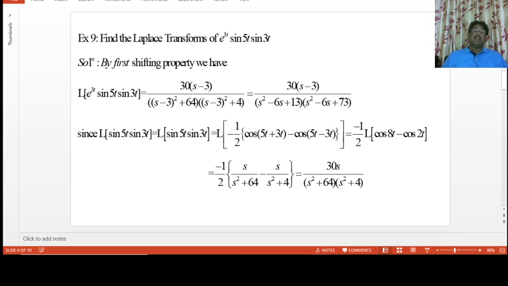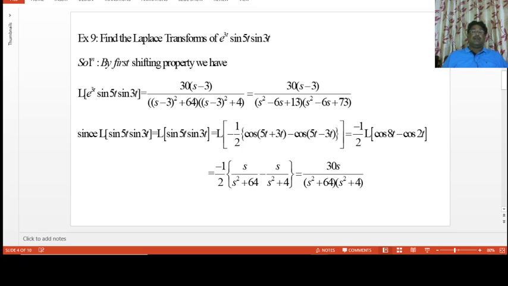It is negative because sin A sin B is minus 1 by 2 times cos A plus B minus cos A minus B. Using that one, after simplification, we are getting minus 1 by 2 times L of cos 8t minus cos 2t. Now, the Laplace transform of that is minus 1 by 2, s divided by s square plus 64 minus s divided by s square plus 4. By taking the LCM, we can simplify that. We are getting 30s divided by s square plus 64 into s square plus 4.